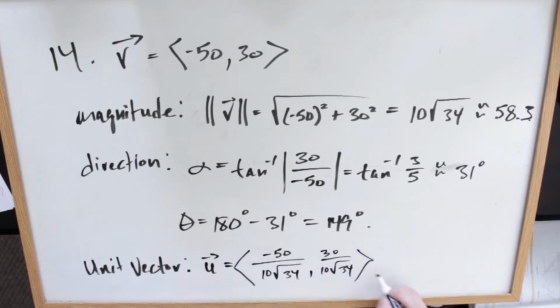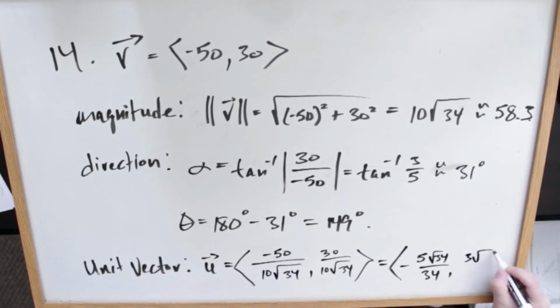Okay, so this is equal to negative 5 root 34 over 34. I guess if you want to rationalize it, you can do that. And then this is also going to be 3 root 34 all over 34. Okay, so that is your unit vector right there.